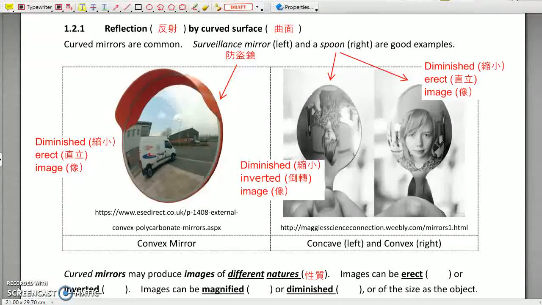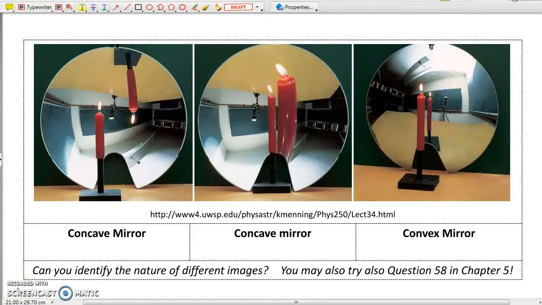Some are erect, which means upright, while some are inverted, which means upside down. Some are magnified, which means larger than the object, while some are diminished, which means smaller than the object. And sometimes, an image may even have the same size as the object. Let's check the following pictures and find the natures of their images.